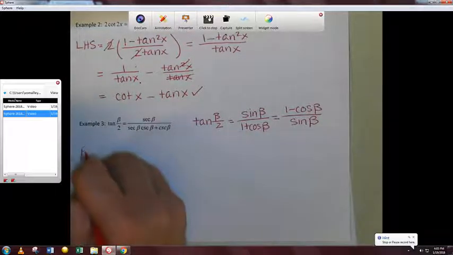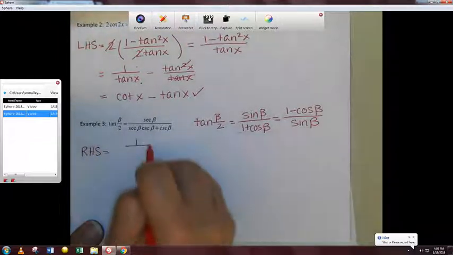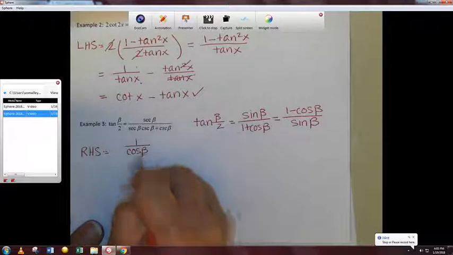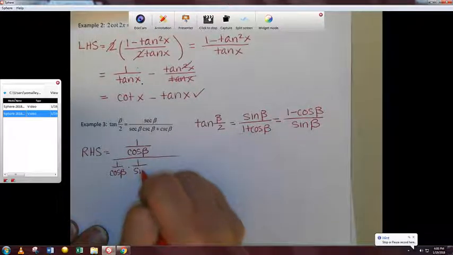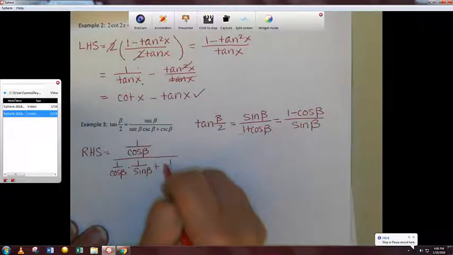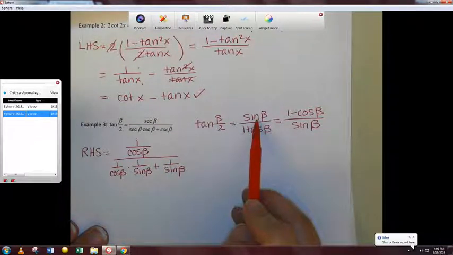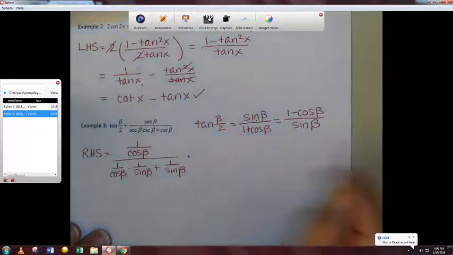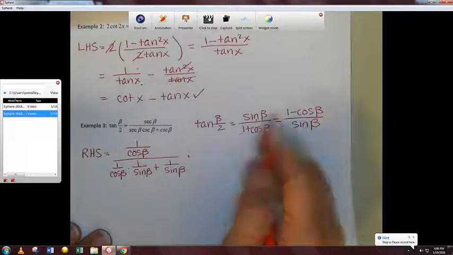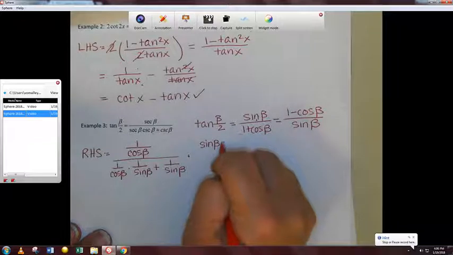So starting on the right-hand side, I'm going to change to sines and cosines. So that's 1 over cosine beta for secant beta, 1 over cosine beta times 1 over sine beta for cosecant, plus 1 over sine beta. Now in the numerator, I'm trying to get a sine beta. So I'm going to multiply by a 1 that's going to help me out. So I'm going to multiply by sine beta cosine beta.